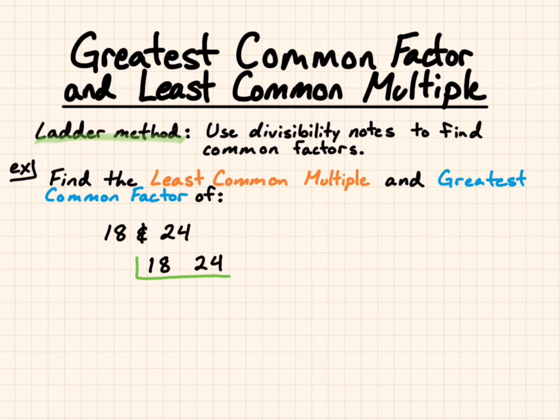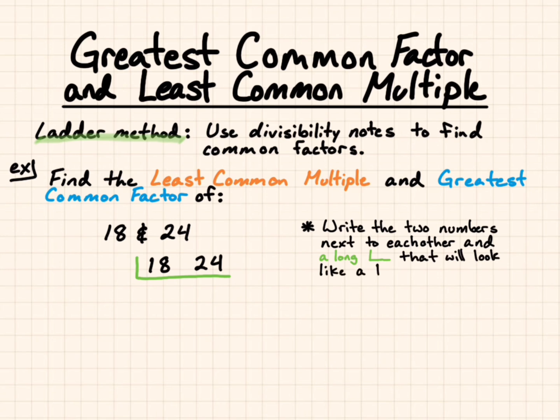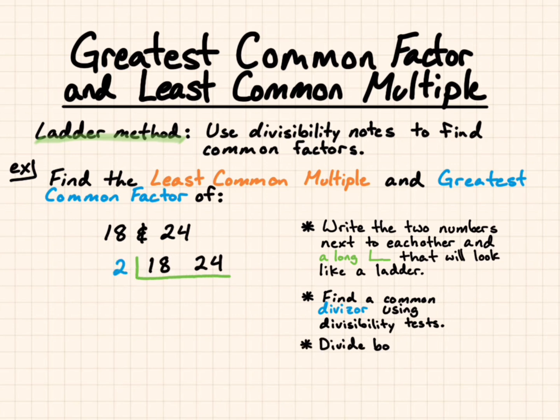So we write out 18 and 24 and draw this big long L. In our notes, we'll say that we're writing the two numbers next to each other and a long L that will look like a ladder later. Next, we'll find a common divisor using the divisibility tests. I can see that both 18 and 24 are even, so I can divide them by 2. Then divide both numbers. 18 divided by 2 is 9. 24 divided by 2 is 12.